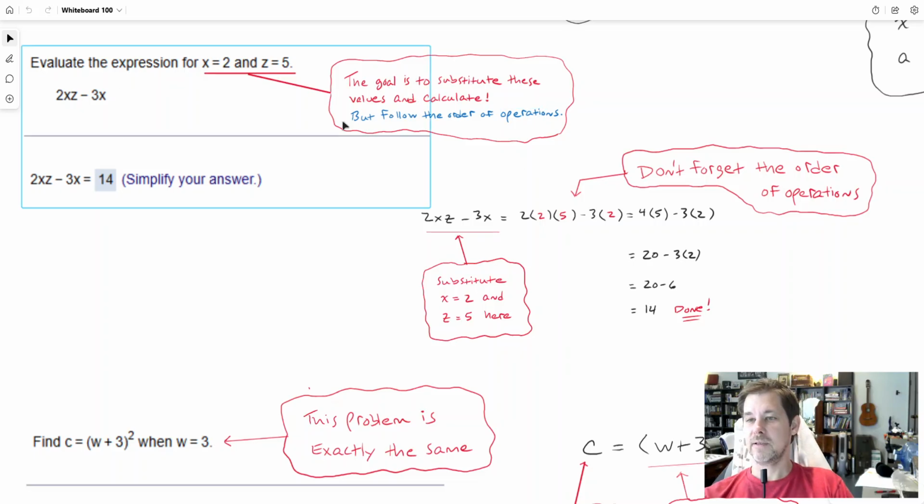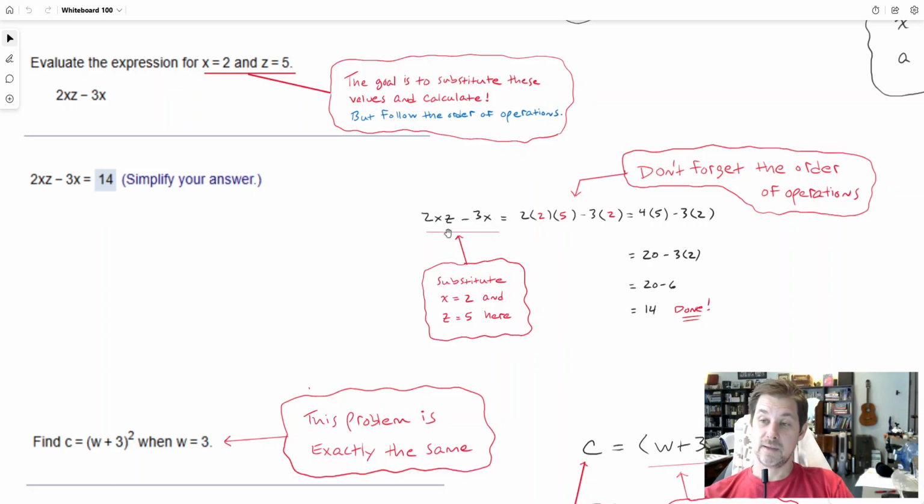I'm going to take this expression, 2 times x times z, subtract 3 times x, and I'm going to let x be 2 and z be 5. And notice here I've done that. I've left the original numbers 2, 3, and the minus in my black pen, and I put the x and z in red to show you that I put those in. I substituted those. Okay? So now it's just a matter, now that I've done that, of calculating this.